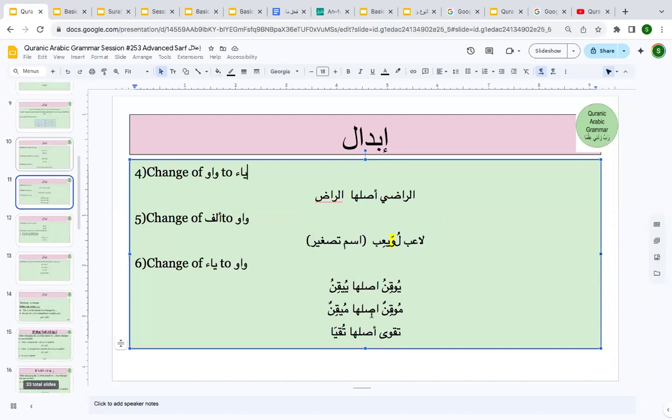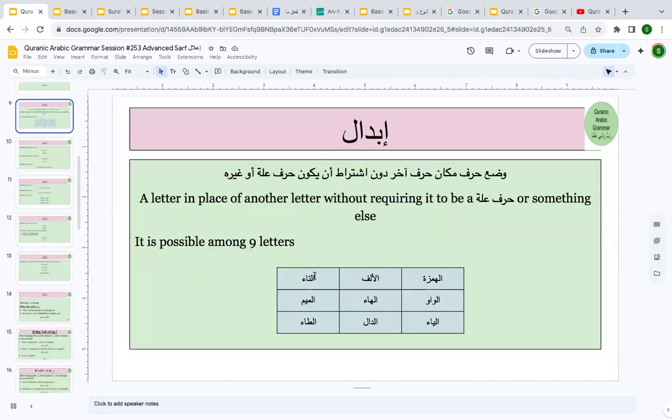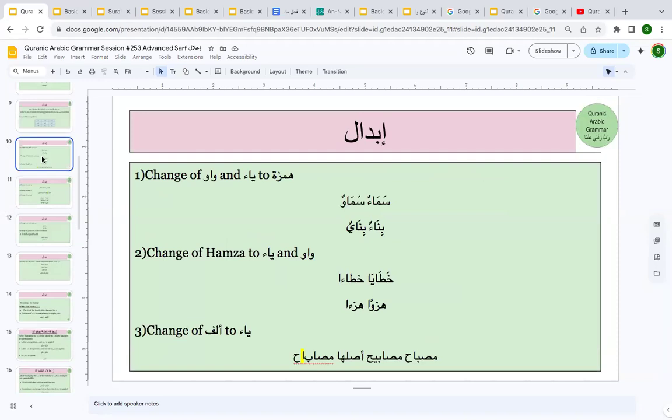You can see Ibdal with these letters that you are seeing on my screen, right? Hamza gets changed, waw gets changed, al-ya gets changed, alif, al-ha, ad-dal, at-ta, al-mim, at-ta. Okay, so these 9 letters are the letters that can have some kind of a change sometimes. So there are many examples of most of them, with few exceptions from some of them. So just bear with me.